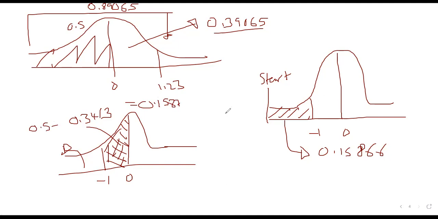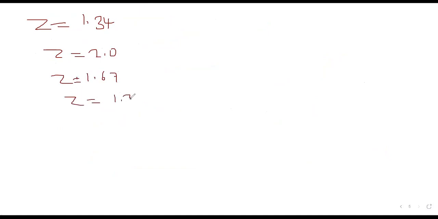Any questions so far? I really want you to understand the two tables because sometimes people get confused. Now, like I said, this is the toughest topic, so I need you to understand it very fully. If you're given to find the Z of 1.34, Z of 2.0, Z of 1.67, and finally Z of -1.33.